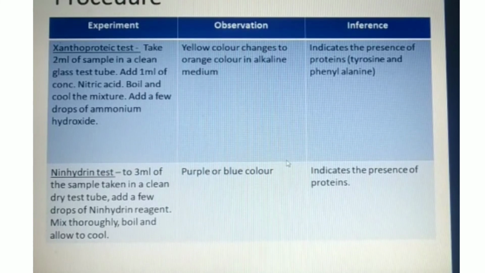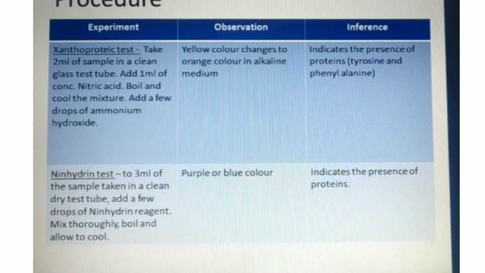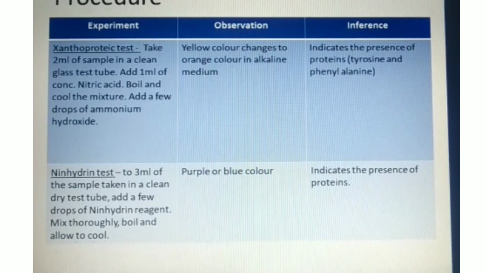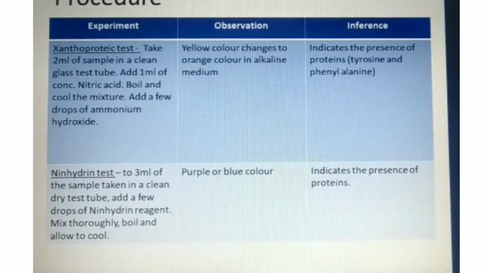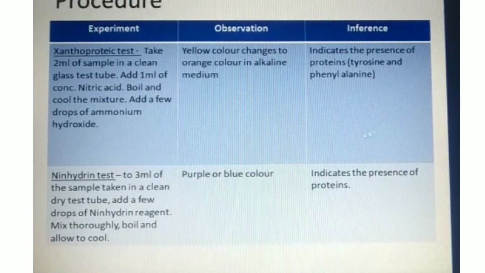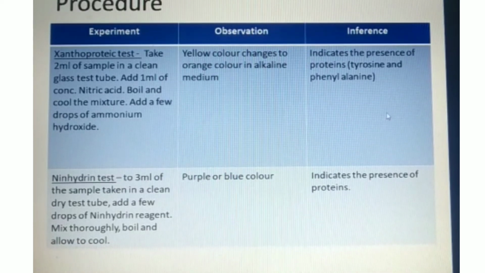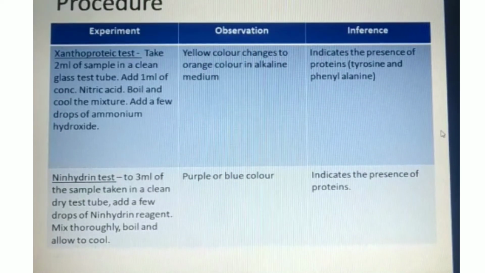Biuret and Ninhydrin are general tests. Most of the samples will answer for it. Biuret is a general test for peptide linkage, whereas Ninhydrin is a test for amino acids. Millon's and xanthoproteic indicate the presence of certain amino acids like tyrosine, tryptophan and phenylalanine.